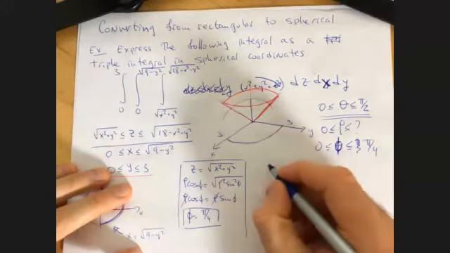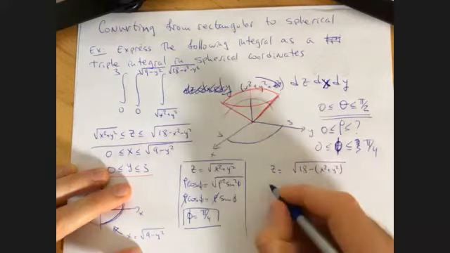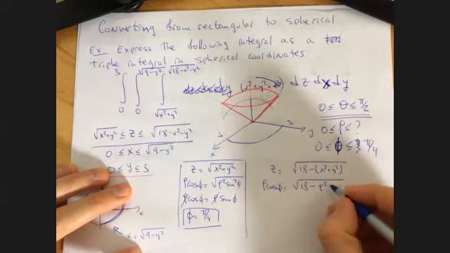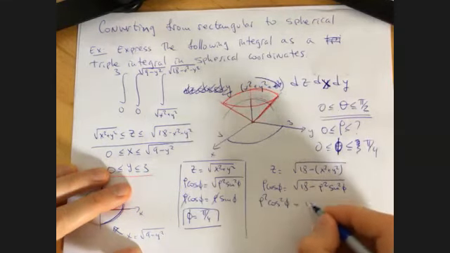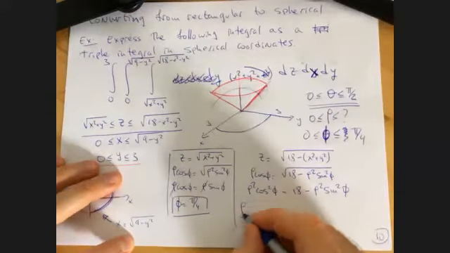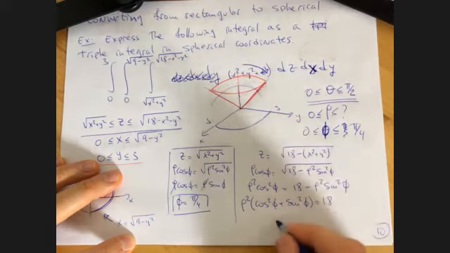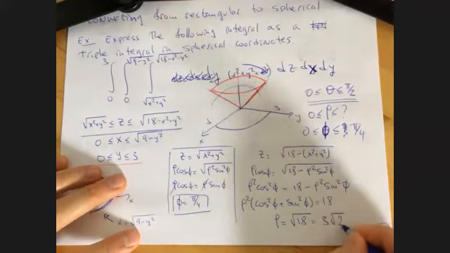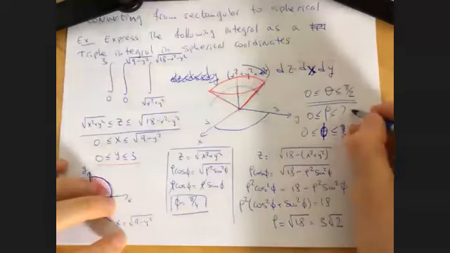And then rho. z is equal to the square root of 18 minus x squared minus y squared. Rho cosine phi is equal to the square root of 18 minus rho squared sine squared phi. Square both sides. Rho squared cosine squared phi is equal to 18 minus rho squared sine squared phi. Bring this to this side and factor rho squared: cosine squared phi plus sine squared phi is equal to 18. Obviously, rho is the square root of 18, which is 3 square root of 2. So rho is bounded above by 3 square root of 2.